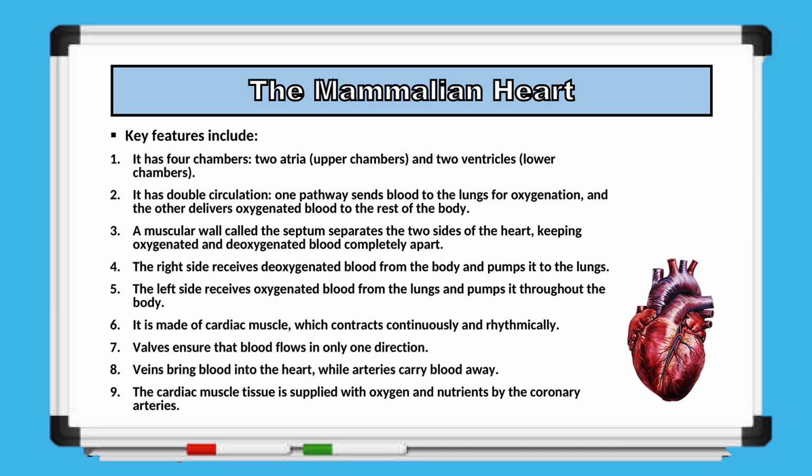A strong muscular wall known as the septum separates the left and right sides of the heart, ensuring that oxygenated and deoxygenated blood do not mix. On the right side, the heart receives deoxygenated blood from the body and pumps it to the lungs, while the left side receives oxygenated blood from the lungs and distributes it throughout the body.